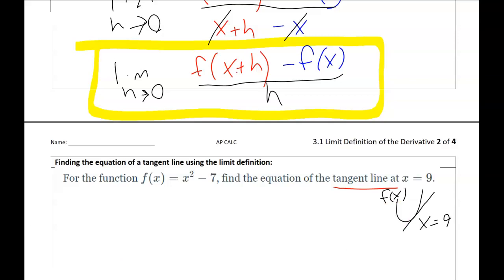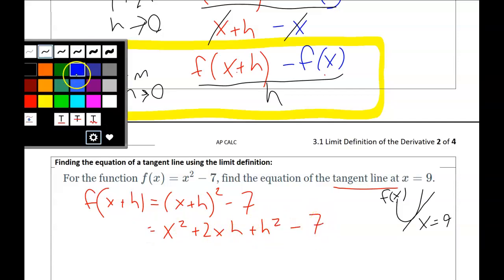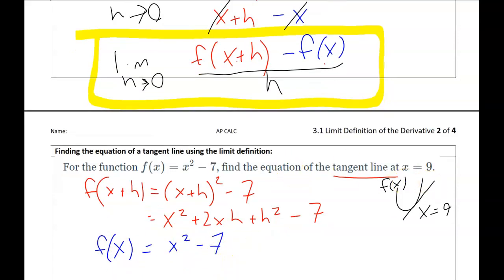So notice I need 2 things to use this definition to find the derivative. I need f of x plus h, and I need f of x. So we'll do f of x plus h first. What that means is I just plug in x plus h for x, and I can expand this. And you can use a Punnett square to do this. You'll probably have this memorized pretty quick. And then f of x, well, that's just f of x. Right? And now I can use my definition.